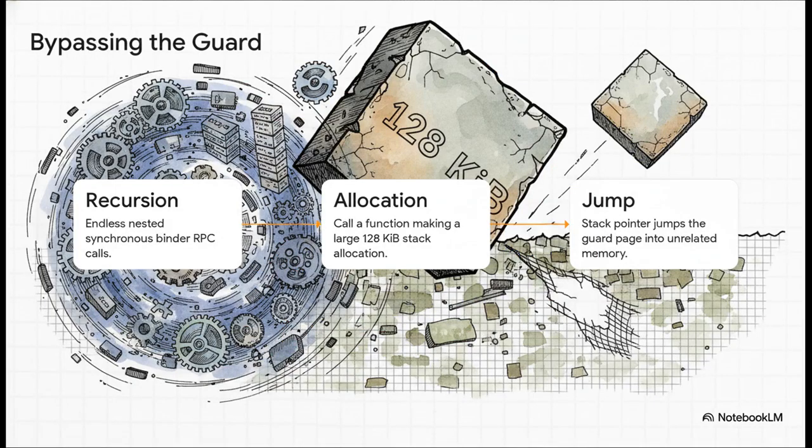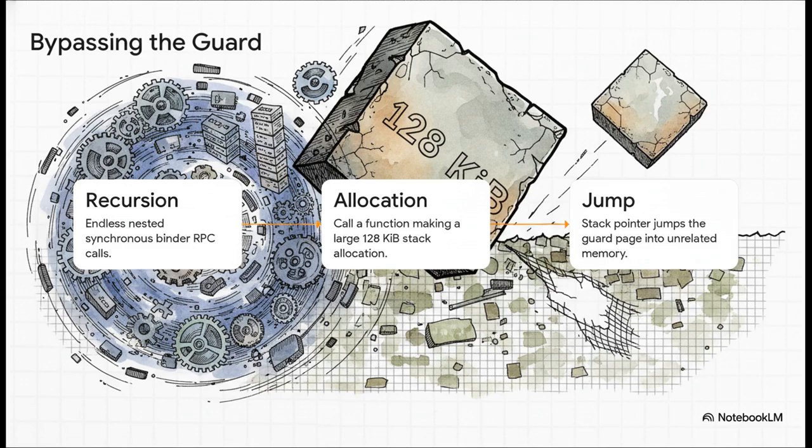But the attacker in this Project Zero report found a remarkably clever bypass. It's basically a 3-step playbook. Step 1, they distract the system with endless nested requests. By abusing synchronous binder RPC calls, using shell commands like dump heap to trigger callbacks, they push that stack of work orders deeper and deeper, right to the very edge of the safety net.